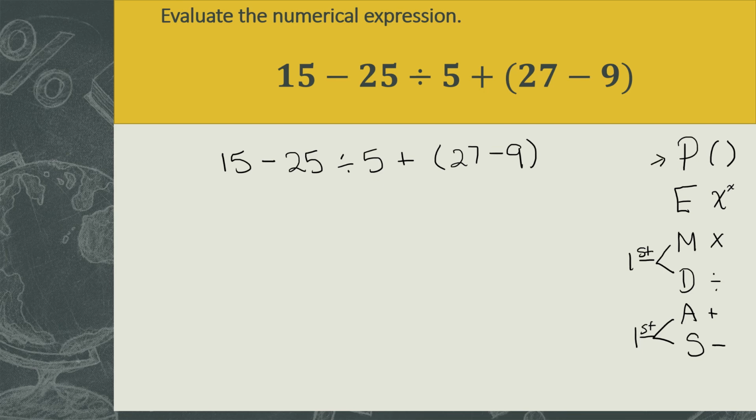And so I'm going to go back over to this problem and see if I have any parentheses, and I do. 27 minus 9 is 18. Okay, I see I have no other parentheses, so I'm going to go ahead and cross out the P. And I'm going to go ahead and rewrite all of my remaining numbers and operations.